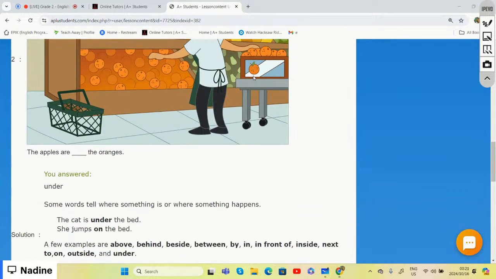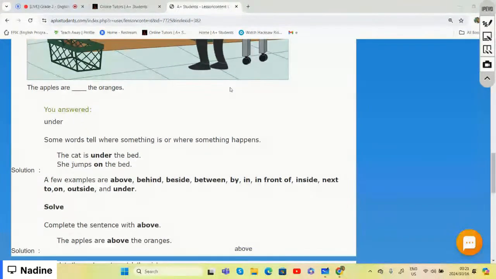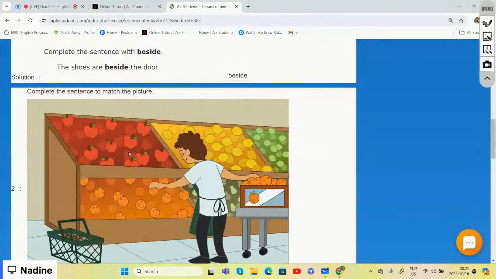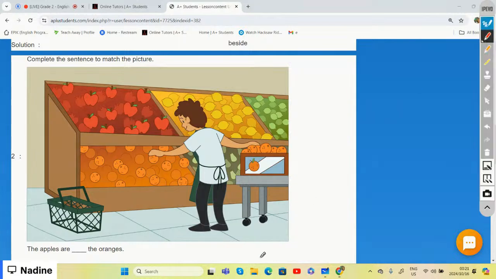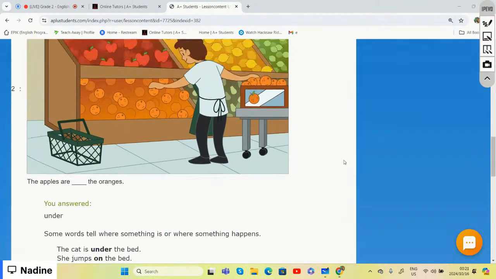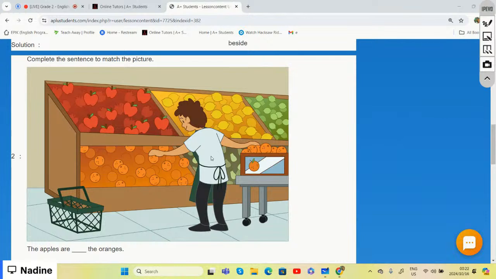All right, and if we were to say where the apples are compared to the oranges, remember, the apples are on top, the oranges are at the bottom. So we can say the apples are either above or on top of the oranges. Let's say above the oranges. So the apples are above the oranges.